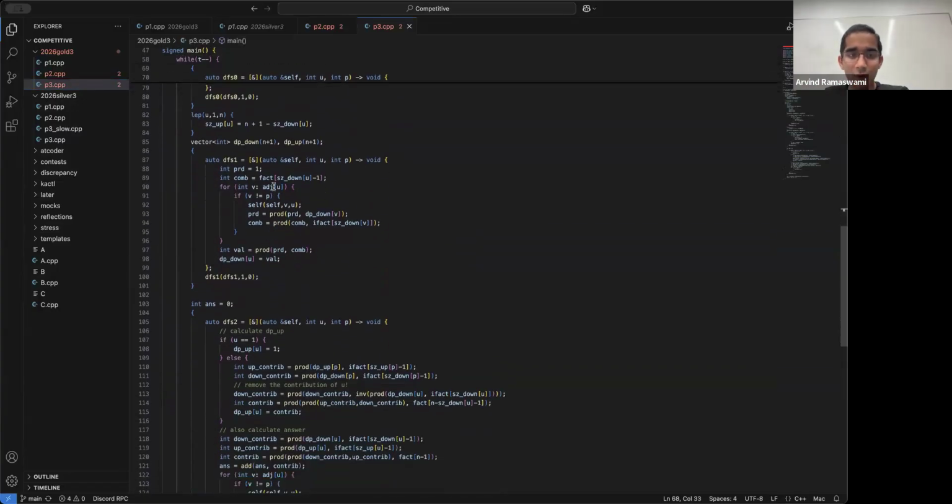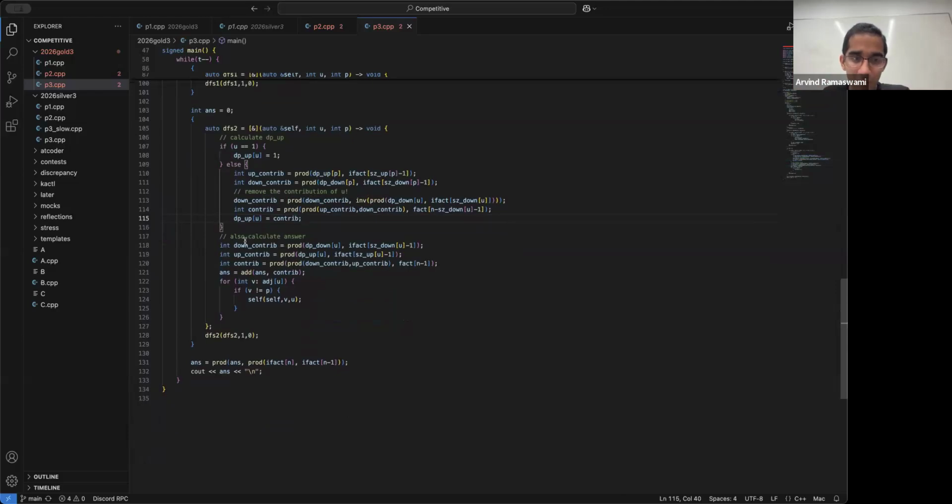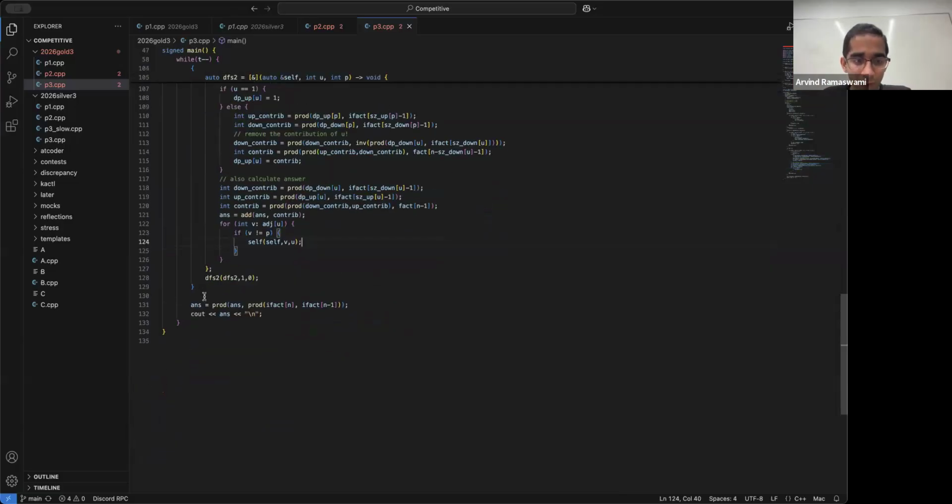Then one DFS to calculate the DP of all the subtrees, and then one DFS to calculate the DP of everything above, right? This has the terms that I discussed: the contribution of everything below and the contribution of everything above. I need to divide the factorials and then multiply this factorial back again. Based on the DP up and DP down, it will have some contribution to the answer, right?